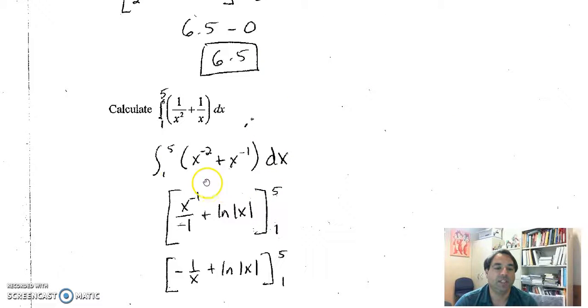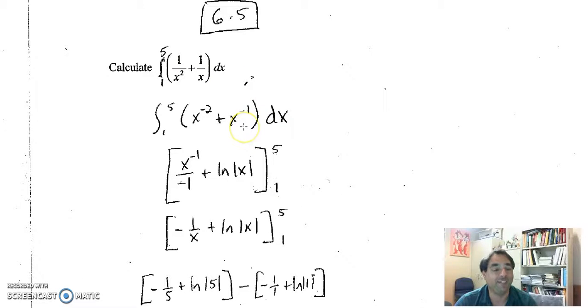The next question. Let's say the integral from 1 to 5 of 1 over x squared plus 1 over x dx with respect to x. So again, we still need to know how to take the integral, and then we can check it in the calculator later. So before we can take the integral, we should rewrite it. Instead of 1 over x squared, we have x to the negative 2, plus instead of 1 over x, we have x to the negative 1 with respect to x.